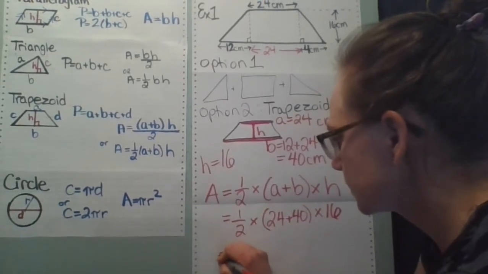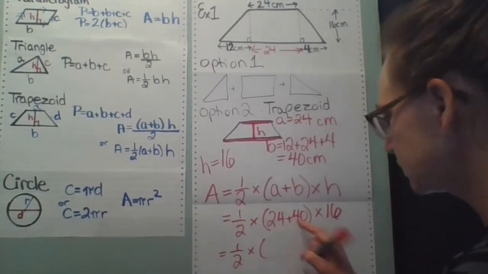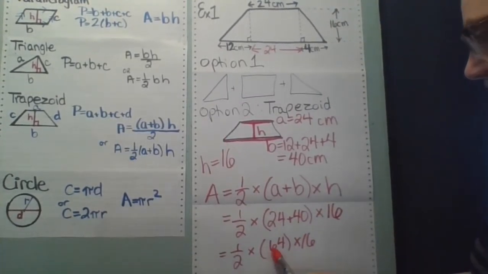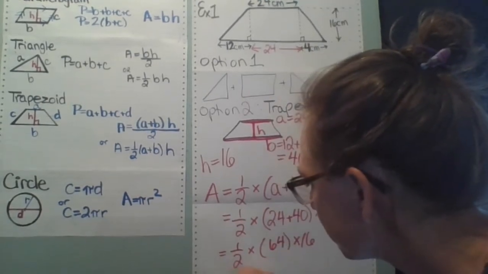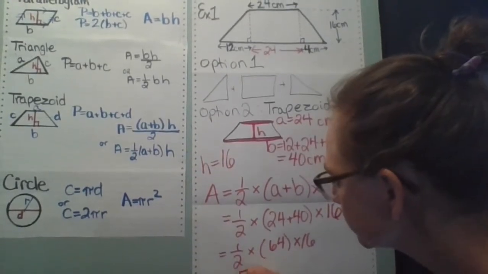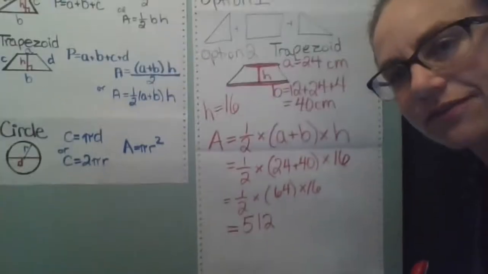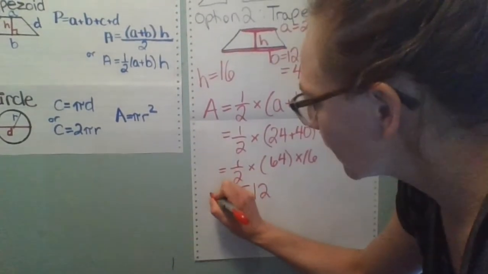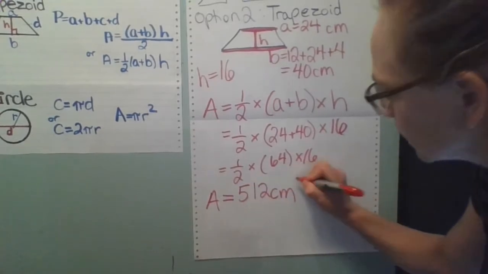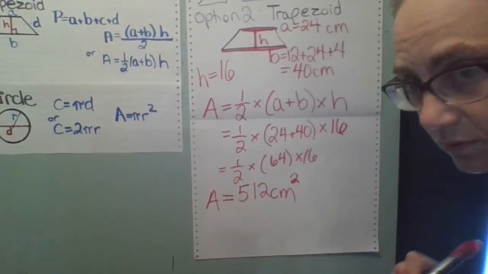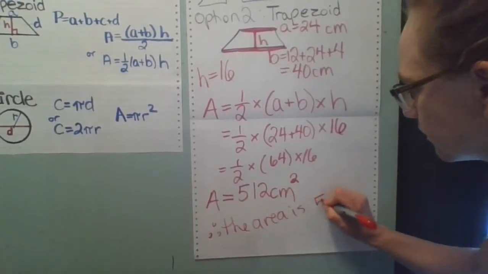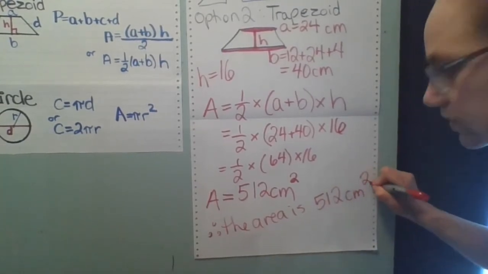What's inside the brackets? 1/2 times, what's that, 64? Times 16. So we're doing 64 times 16, all divided by 2. Remember, that's what that means. So we get a total of 512. And yes, you have to have units, people. Units are important. So my area is going to be, let's see, centimeters. And area is always squared. Let's not forget about our square, please. Therefore, the area is 512 centimeters squared.